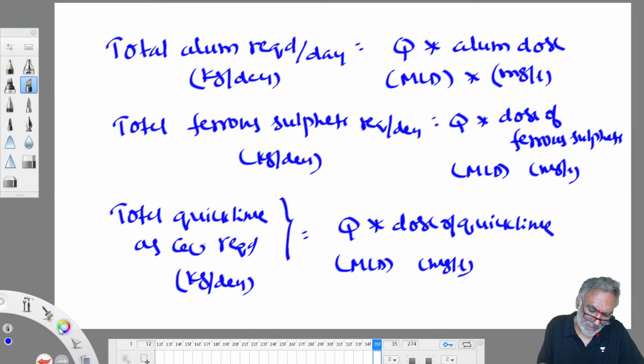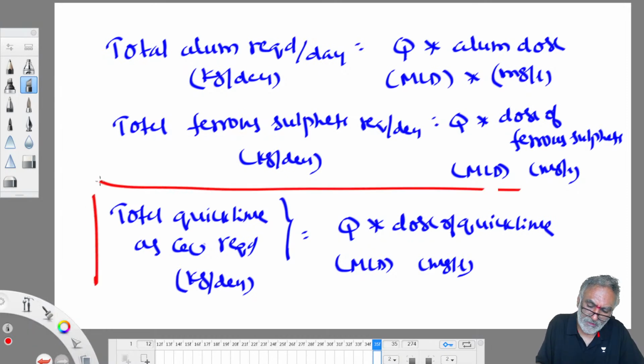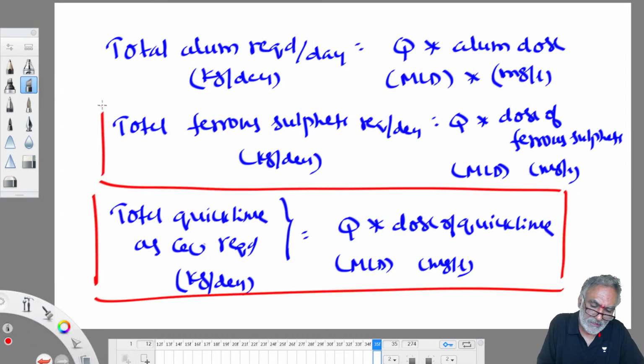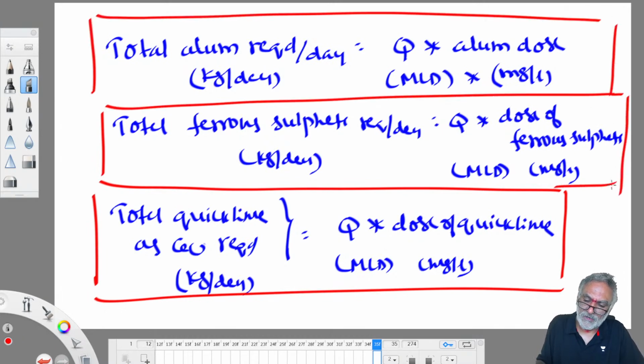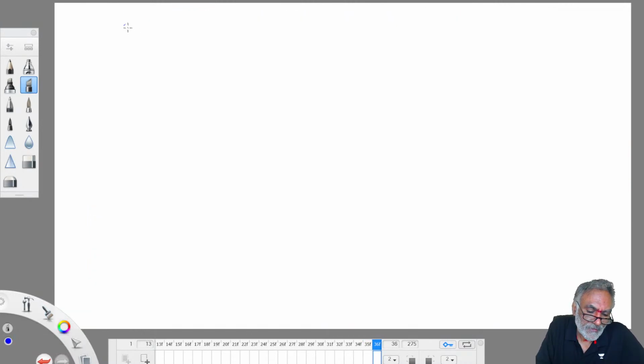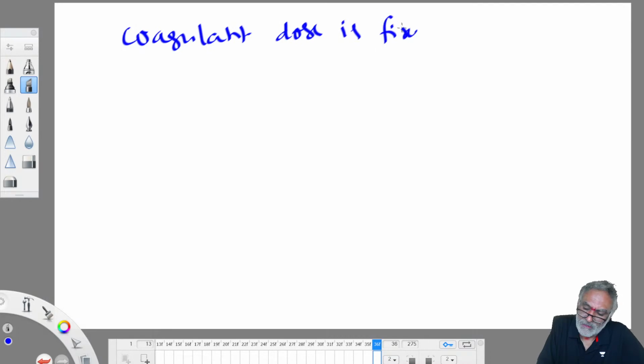Okay? Per day you work out, per month you can find out, per year you can find out. So you may ask per month, per year, something like that. So if you are thorough with all these equations, then you can comfortably work out numericals in chemical requirements in coagulation. Okay? In addition to that, this coagulant dose is fixed by conducting jar test. Okay, that much idea is there, more than sufficient.